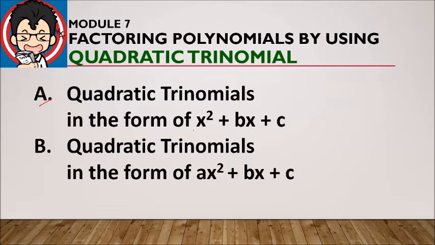First case, yung trinomial natin is in the form of x squared plus bx plus c. Meaning, hindi siya perfect square, tapos ang leading coefficient niya ay 1. Now, for the second case, we will factor quadratic trinomial in the form of ax squared plus bx plus c. Meaning, hindi siya perfect square, pero may leading coefficient siya, which is greater than 1, or positive leading coefficient.